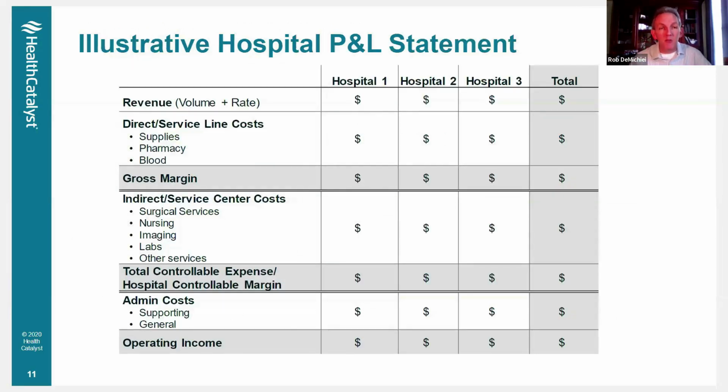So a typical hospital P&L statement, just to illustrate the importance of this, and I'll start at the top. Of course, you have the revenue, you have multiple hospitals. You have the direct supplies, such as supplies, blood, and drugs. But in reality, this only represents about 30% of the total clinical costs. The majority of clinical costs are in this next area below, which are indirect or service center costs. So things like surgical services, nursing, imaging, labs. These are the majority of where the costs are basically housed in a hospital system.